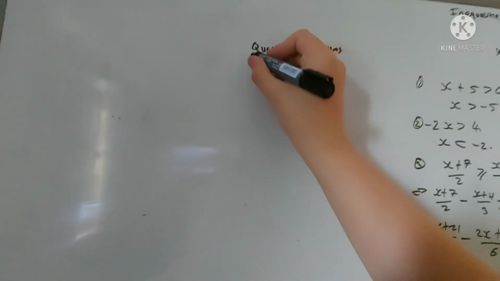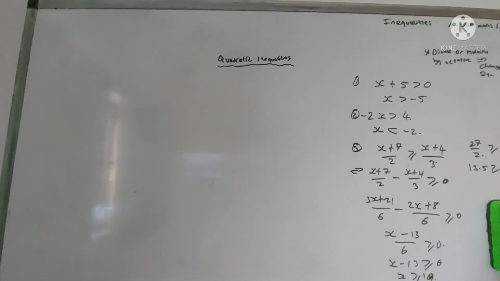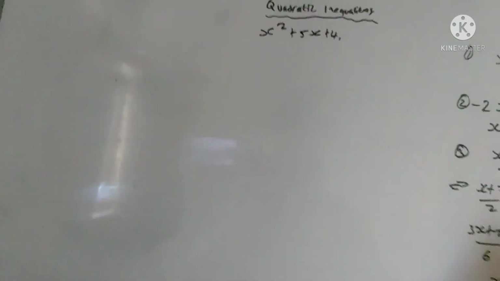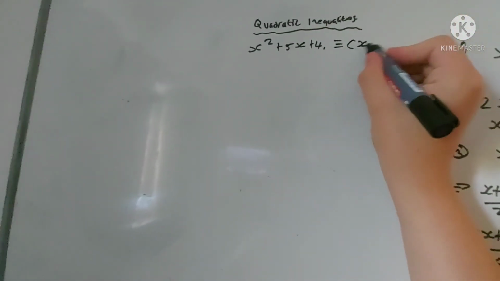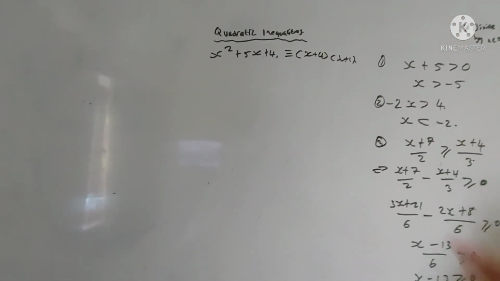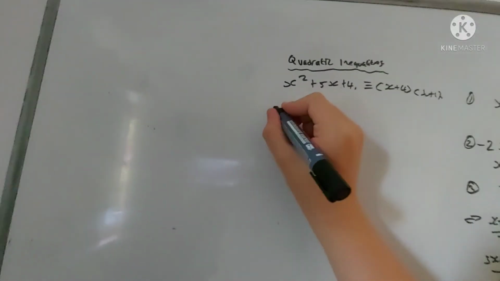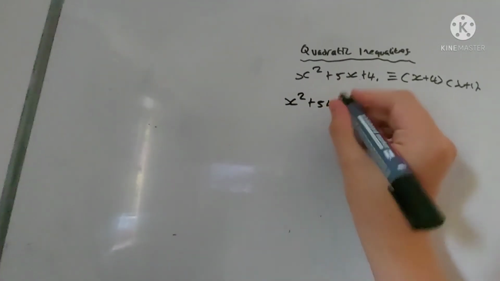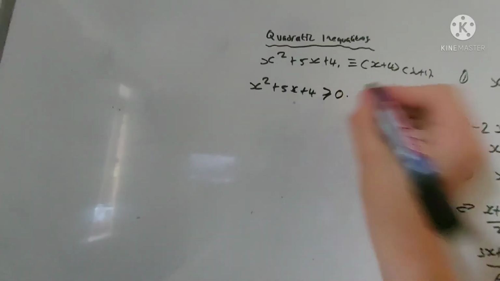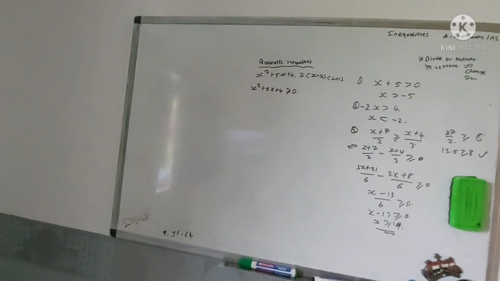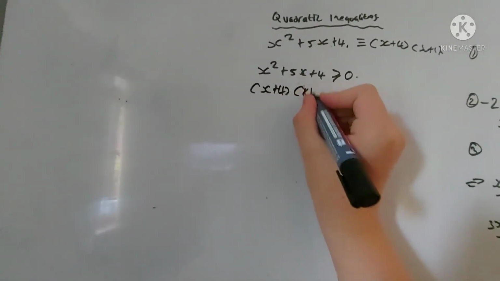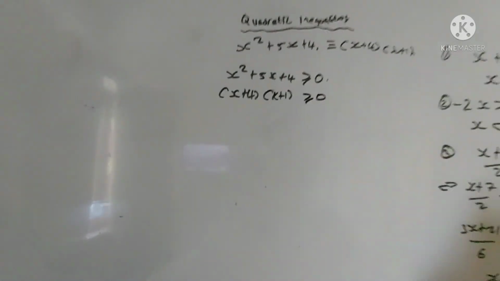So, quadratic inequalities then. If I had x squared plus 5x plus 4, I can put that equivalent to x plus 4, x plus 1 by factorising. Now, if I said that x squared plus 5x plus 4 is greater than or equal to 0, how would you solve that? Well, I've got this quadratic I can factorise, which I neatly have done, which is greater than or equal to 0.